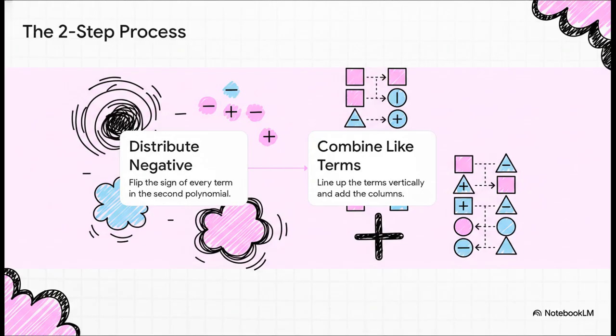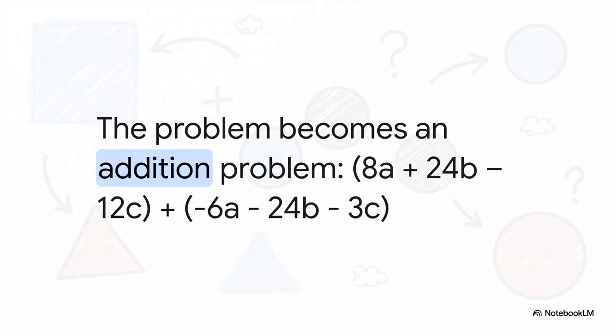Step 1, you deal with that negative sign by distributing it through the second polynomial. Once you do that, the problem basically turns into an addition problem, just like the ones we were doing a minute ago. See what happened here? That subtraction sign went through and flipped the sign of every single term. The positive 6a became a negative 6a. The positive 24b became negative 24b, and the positive 3c became negative 3c. Now it's just an addition problem.